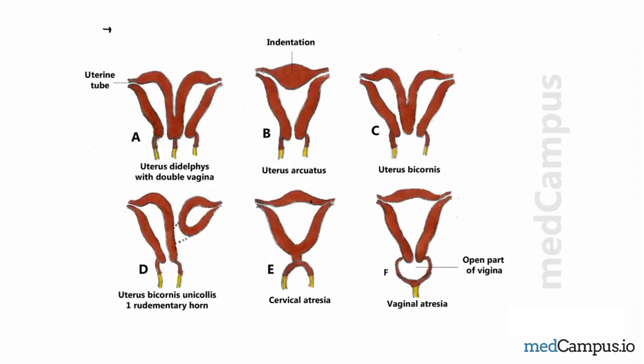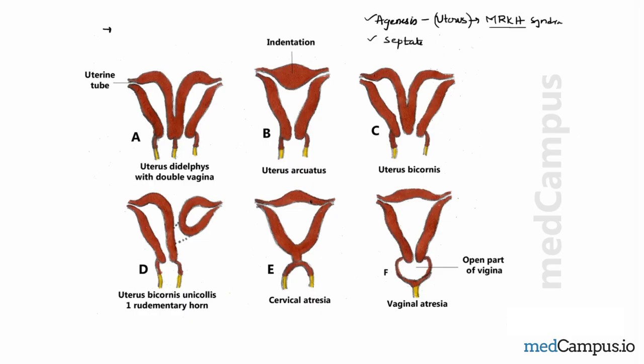Let's have a quick look into the different malformations associated with formation of the uterus. Let us start with the agenesis part. Agenesis means complete absence of the uterus. What is the other name for this? There is a syndrome, Meyer, Rokitansky, Kuster and Hauser syndrome, that is MRKH syndrome. In this you will have complete absence of the uterus.